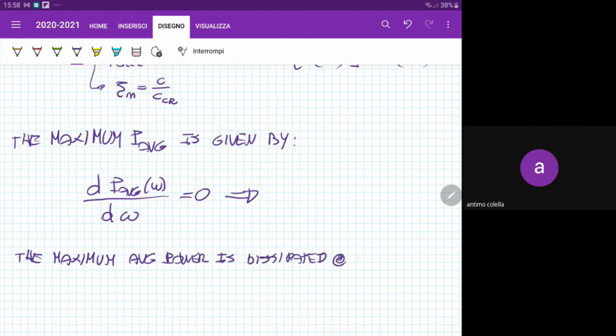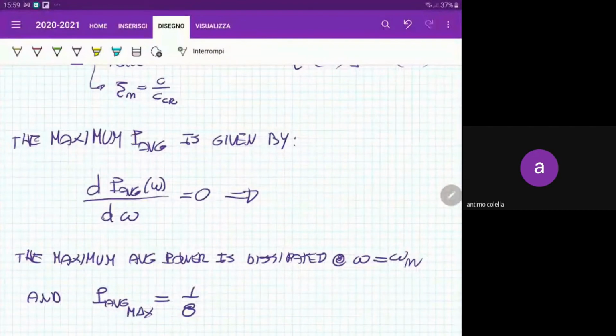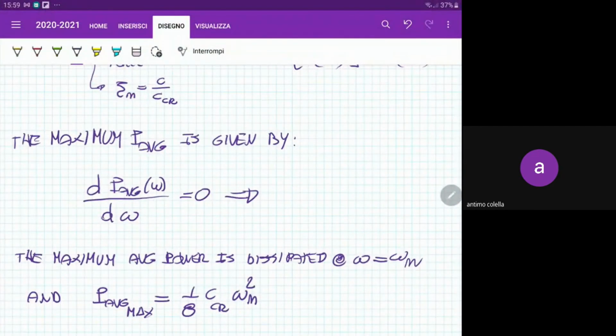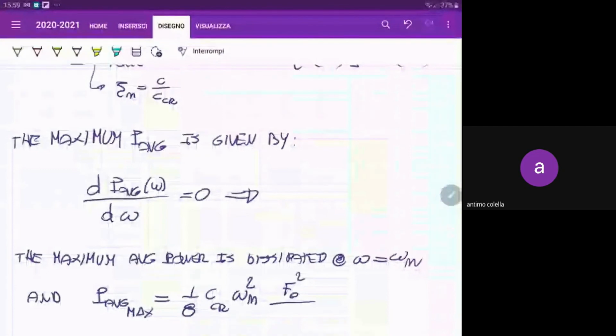at omega equal to the natural frequency of the system, and the maximum average power is equal to 1/8 critical damping coefficient times omega n squared, F0 squared, where F0 is the amplitude of the input force, divided by zeta n and K squared.